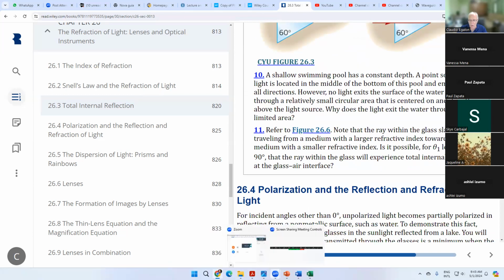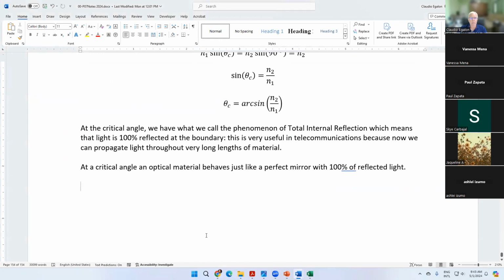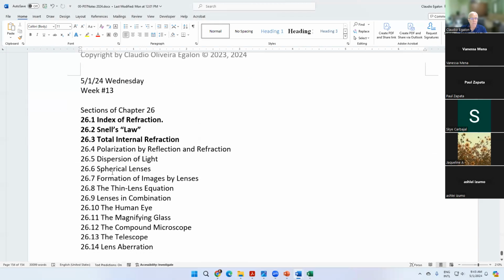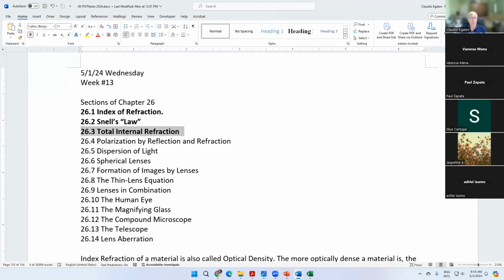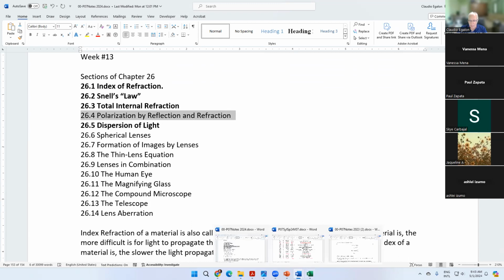Let's go back to my notes here. Total internal reflection. For now, we are going to skip polarization. I'm going to start with dispersion. Whatever is bold-faced here is the material that we are covering. Dispersion of light. What is dispersion of light? I'll come back to that. Let's talk about dispersion of light.